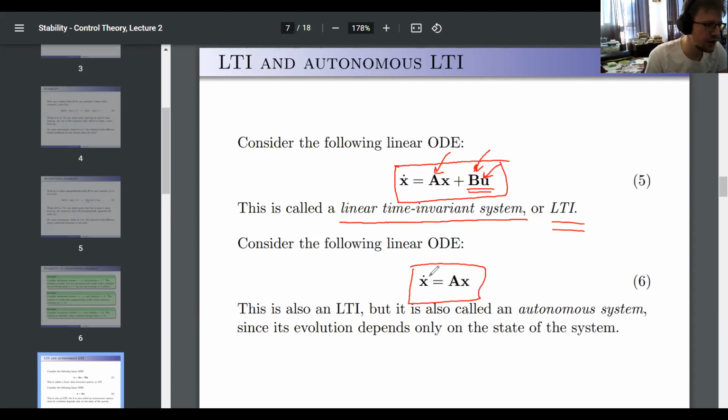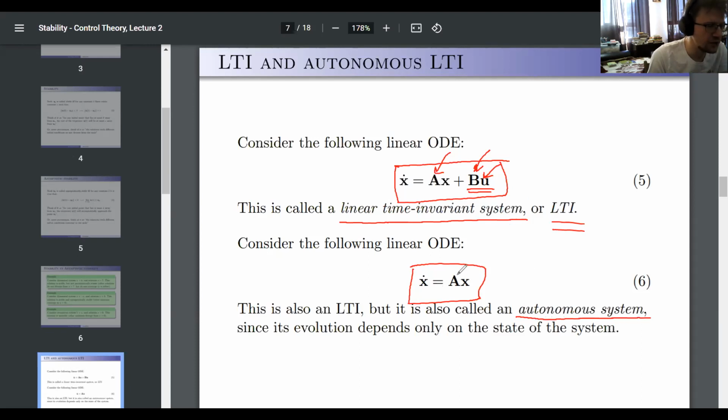x dot equals Ax. That is what you practiced last time during practical session. That is also what you saw on the lecture. We were trying to write everything in this form, right? So any linear differential equation, we try to write it in this form. This is called autonomous system.